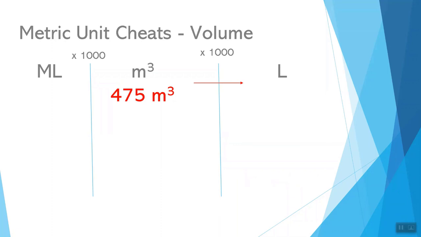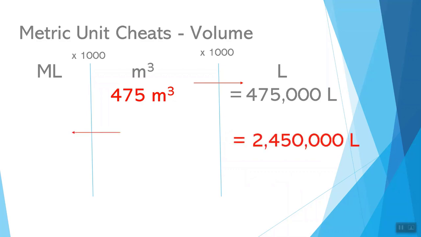So 475 cubic meters, how many liters would that be? Well, move the decimal to the right 3 spots: 475,000. Now, if you have 2,450,000 liters, now you're going 2 columns over, or 6 decimal places. That works out to be 2.45 megaliters. Or if you have 7.1 megaliters, and you just want to go 1 column over to the right, move the decimal 3 spots to the right, and you have 7,100 cubic meters.